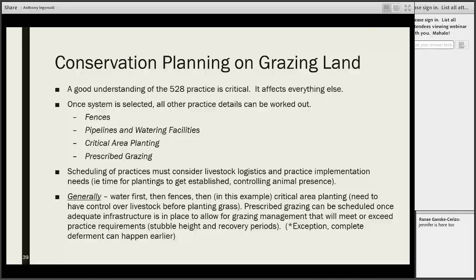Prescribed grazing then can be scheduled once there's adequate infrastructure in place that allows for some level of grazing management that will meet or exceed the practice requirements. So as long as they can meet the stubble height and recovery periods. The one exception is if a site would benefit from a complete deferment, then that can happen earlier, if that is agreeable to the client and he has that flexibility. Deferred grazing is an option under 528, and so that is something that can be done. Talk to me if you're ever in that situation and you want to consider that.